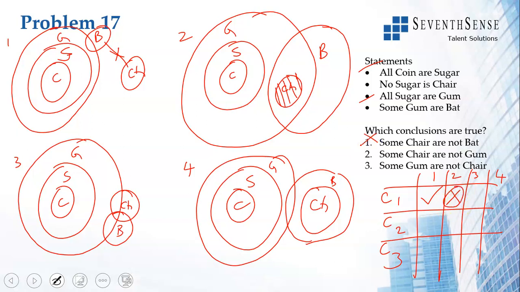Only the possibility conclusions will work here. That needs one tick or more than one tick. But every other conclusion needs a tick in all the diagrams.